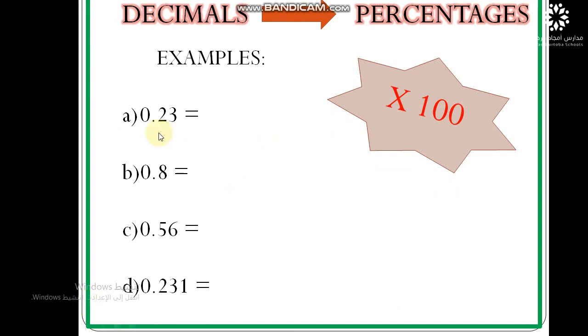How can I convert decimal to percent? By multiplying by 100 directly. How can I convert between decimals to percentages? I will directly times 100. Multiply by 100. 0.23 times 100 equal 23% directly. 0.8. It's a decimal. How can I convert it? Times 100. It will be 80%. 0.56 times 100 equal 56%. 0.231, I will multiply by 100. So it will be 23.1%.